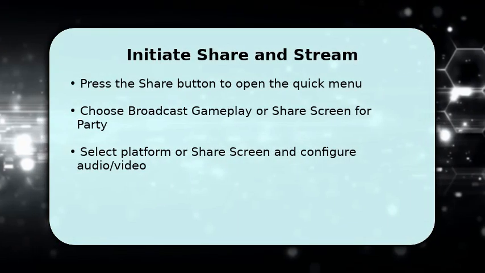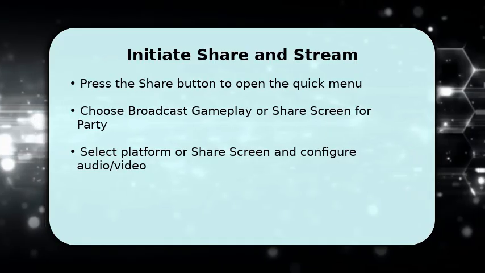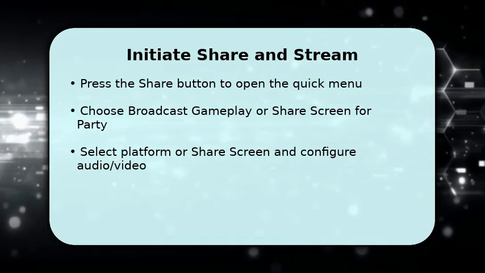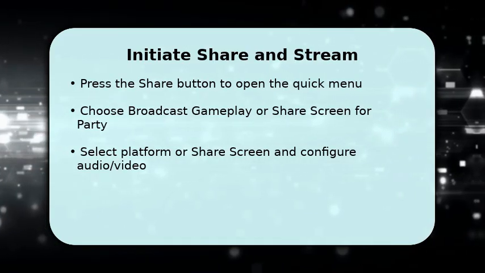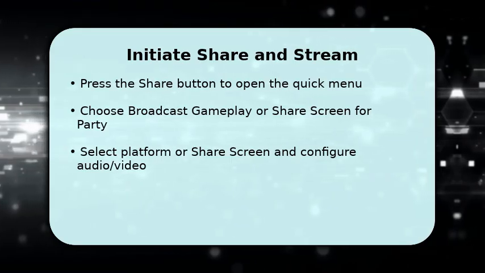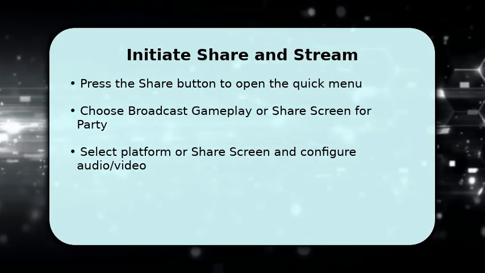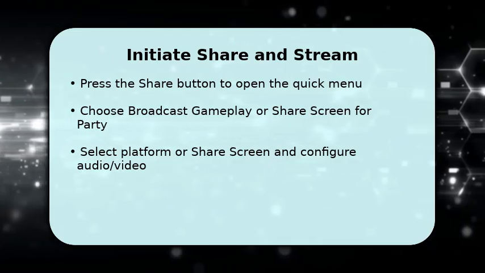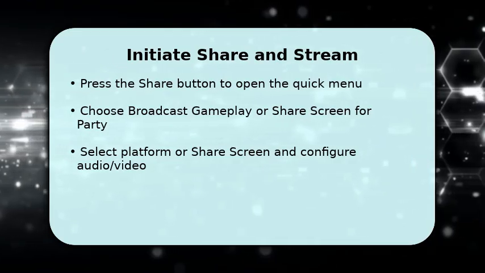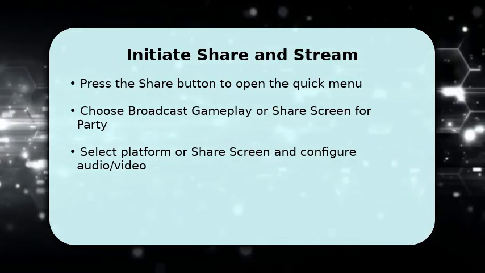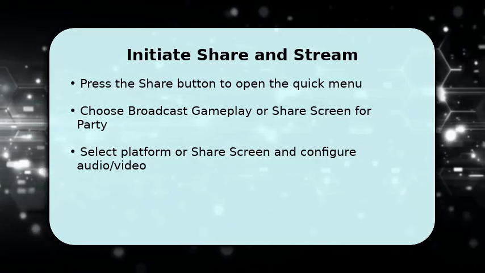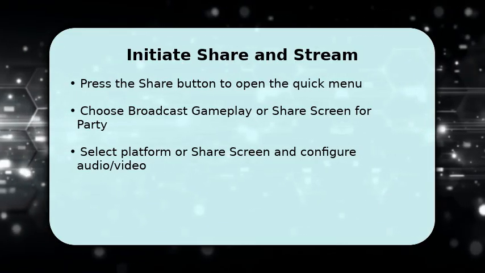You press the Share button once to open the quick menu, then choose whether to broadcast gameplay or share screen via Party for direct viewers. If broadcasting, pick your platform, enter title and video quality, and toggle microphone and party audio so viewers hear what you want. If sharing to a party, select Share Screen, pick which user or party member will view, and confirm.